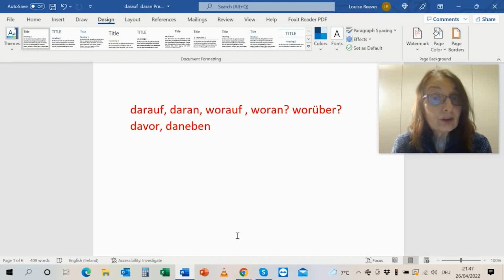Was ist mein Ziel für heute? Mein Ziel für heute ist, Präpositionen mit da oder wo zu unterrichten und wie man sie in einem Satz verwenden kann. Es ist ja wie immer sehr einfach. Und wenn ihr das lernen wollt, bleibt dabei.